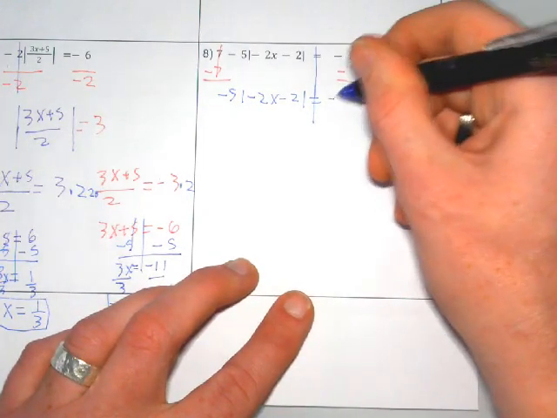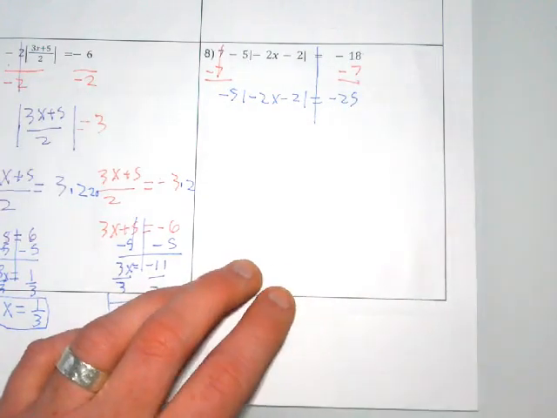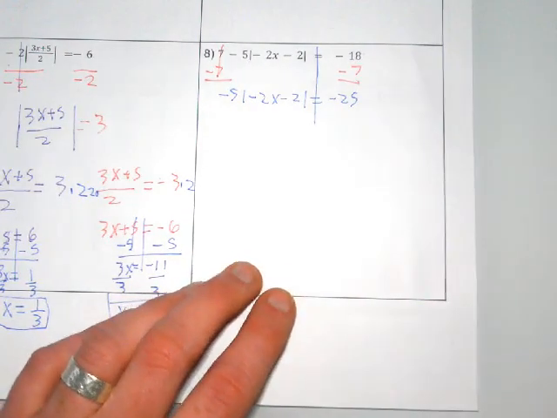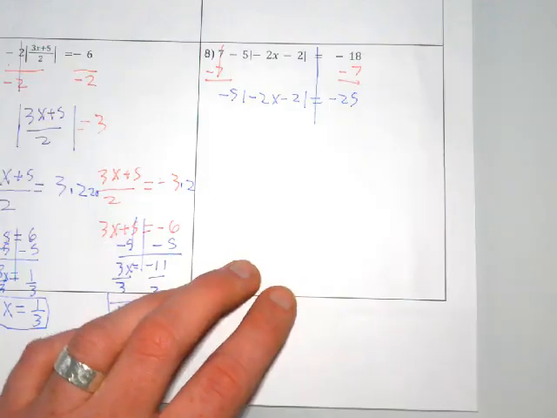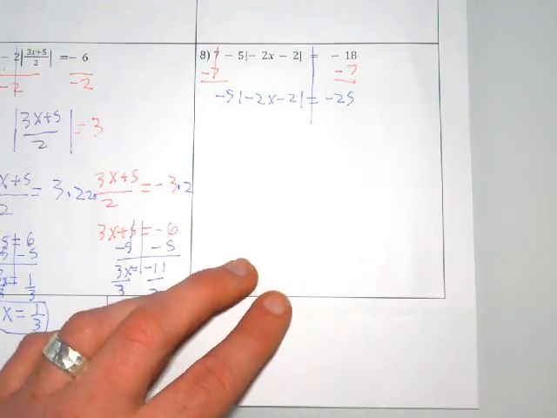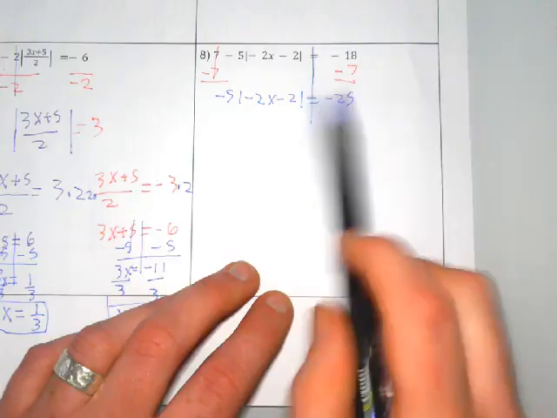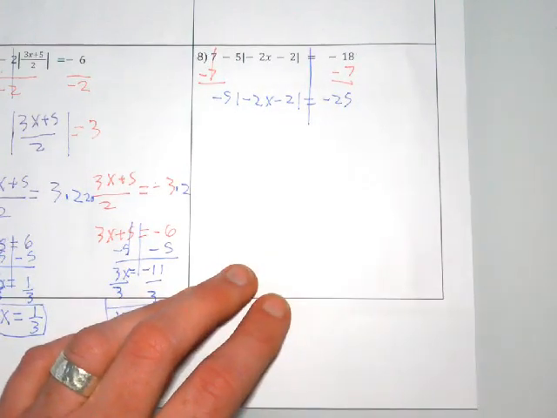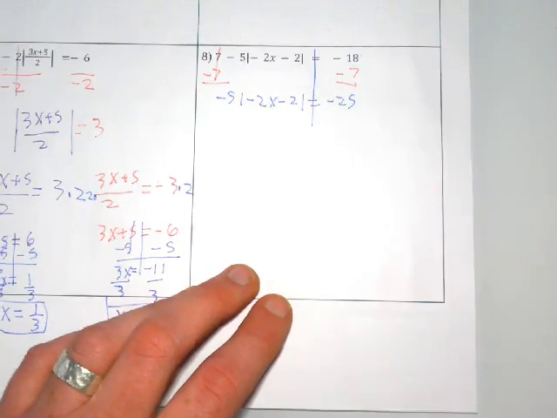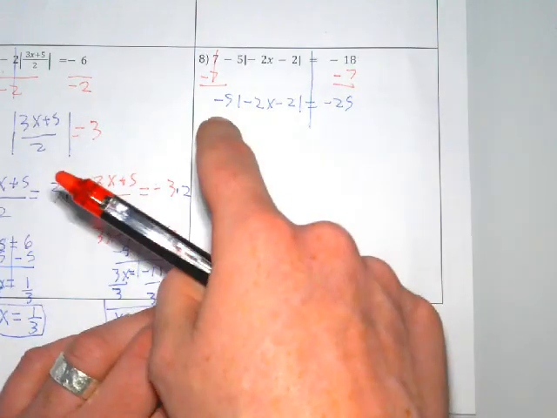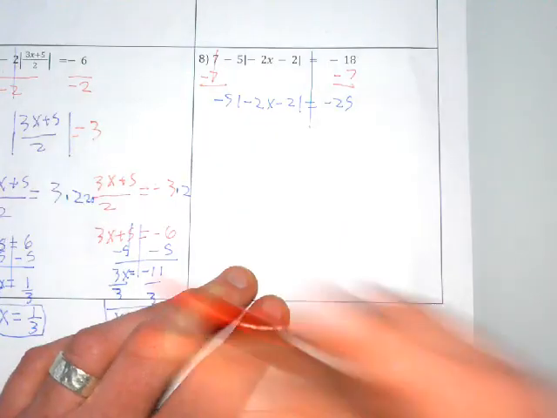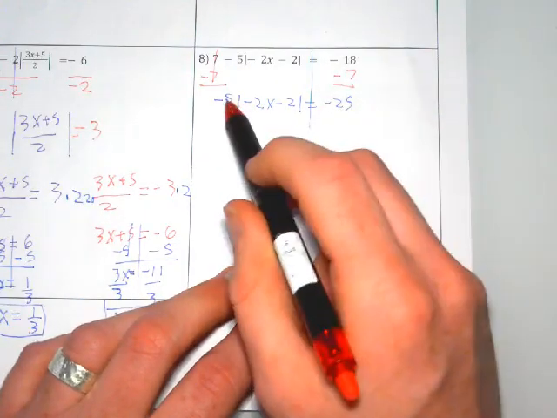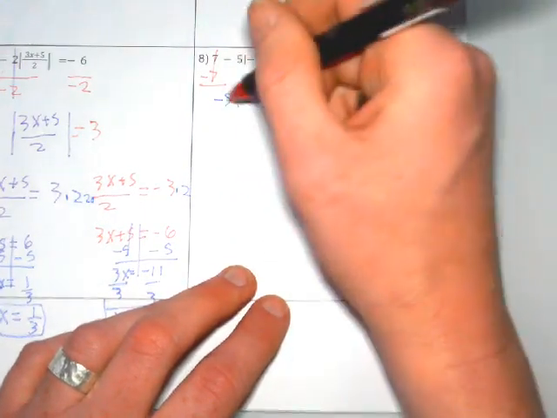So now I have negative 5, absolute value of negative 2x minus 2 is equal to negative 25. Again, a lot of times when students get here and they have a negative on the other side of their absolute value, they are thinking it is a no solution problem. That is not the case here because I still have to get rid of the negative 5 before I can say that. So to get rid of the negative 5, since it's attempting to multiply, we cancel it out by undoing that, or dividing on both sides by negative 5.